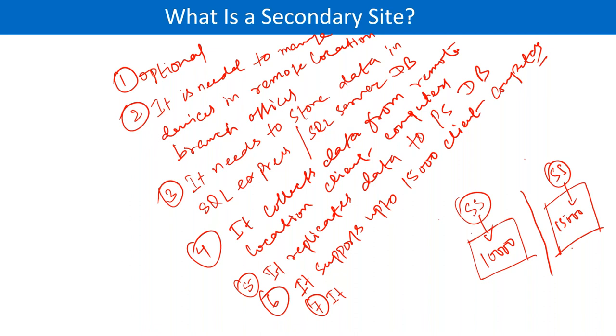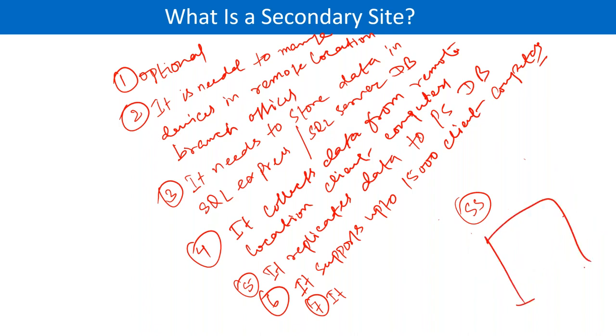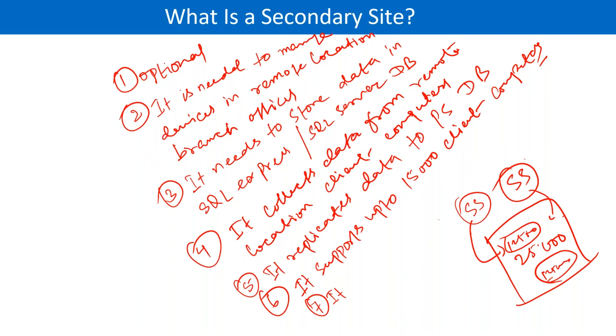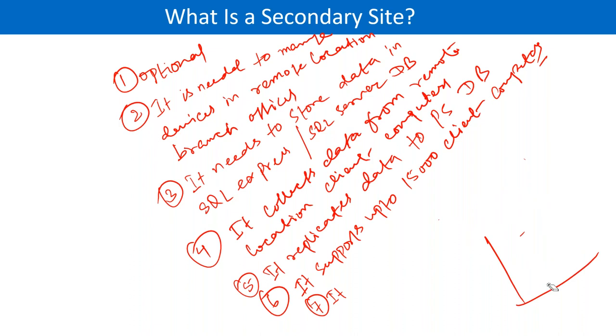Now suppose in one building only we have 25,000 clients. Yes, in one building you can have two secondary sites. One will manage 12,500 computers, and another will manage 12,500 computers. You can distribute the load, and you define that in the boundary, which computer should point to which site server. A secondary site supports up to 15,000 client computers, and it cannot exist without a primary site.